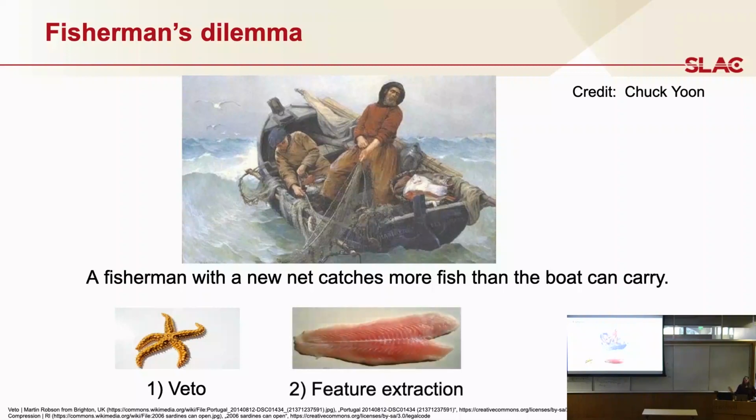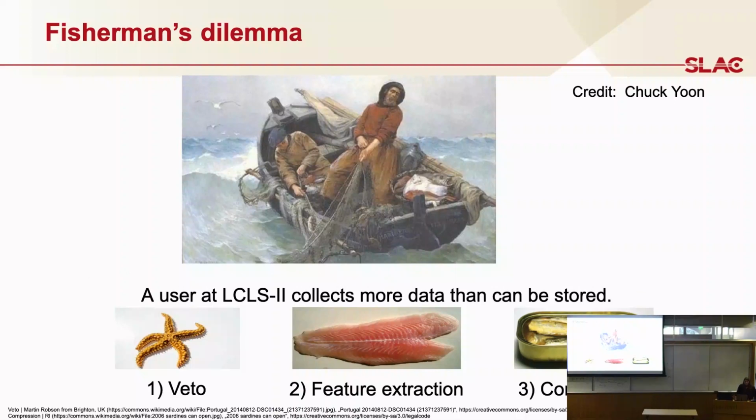You can do feature extraction. Fillet the fish, get rid of the head, tail, scales, whatever, and just keep the fillet. You can go all sardine on it and squish it together and pack it as tight as you can without sinking the boat. As I'm sure you've concluded, this is a good analogy for what's happening at LCLS-II.